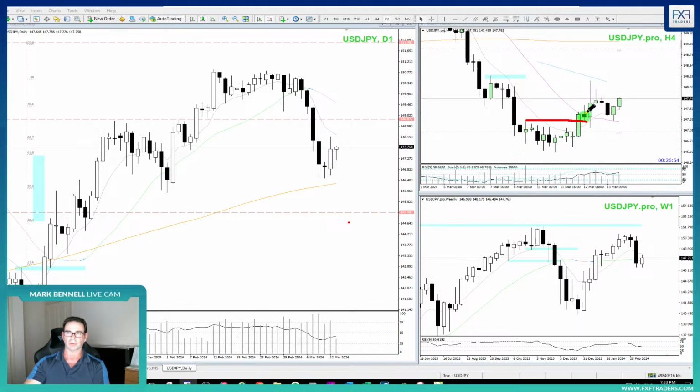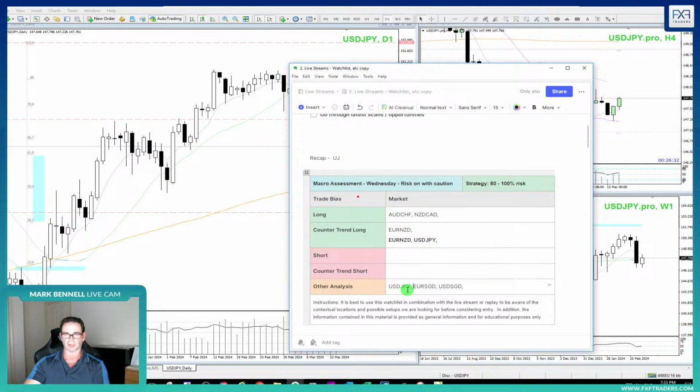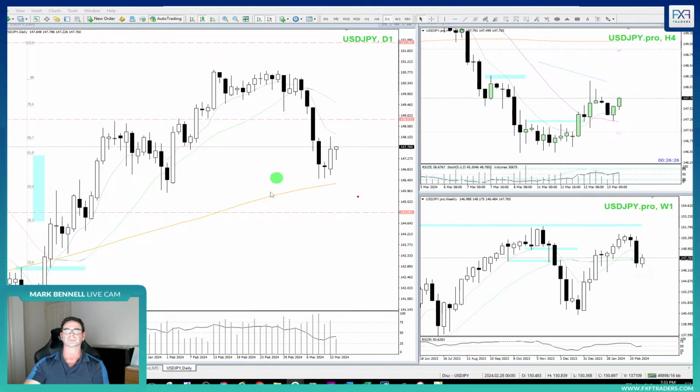Now, rather than just trying to catch a falling knife, we wait for a setup through here, the level we're watching, all right, through there, got above the 20 on the 4 hour, so then we're looking for push into this line, which is the 8 on the daily. All right, so look, you can see it's pullback and it's re-attempting it. If you find something small in there, yes, otherwise we need to wait and see how it plays out. So I'm going to put it under other analysis here, rather than long or counter trend long, short, or counter trend short.